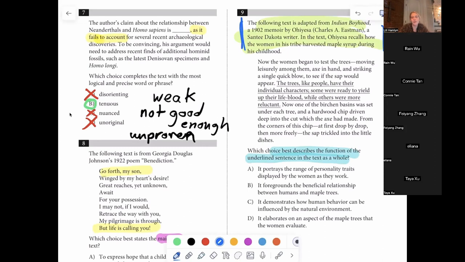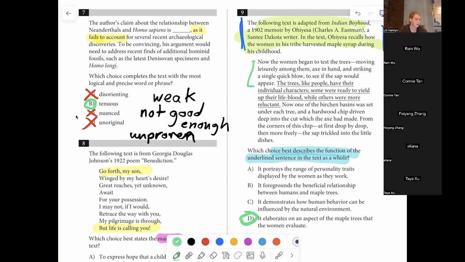I got a couple of answers in. It would be great to see some more of you. Yeah, perfect. So here it's elaborating on an aspect of the maple trees that the women evaluate. So in the first sentence, we have the women testing if the trees had sap by just giving a quick blow with the axe. And then it's saying that some were ready to release sap and others were not yet. So it's elaborating on this thing that they're doing to see the sap.